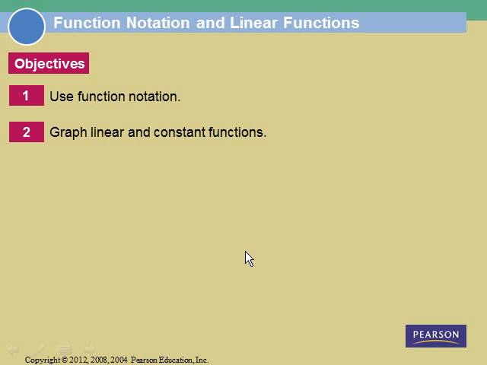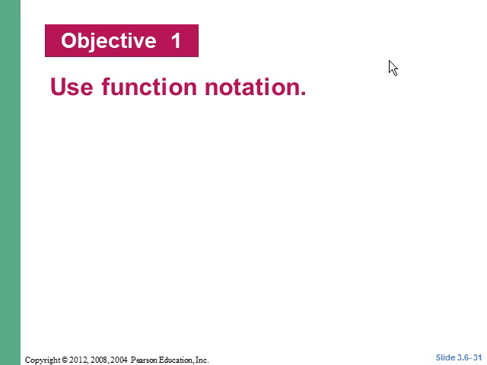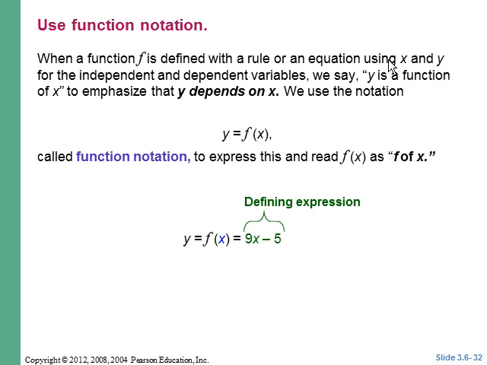Well, page 190 continues with our definitions of functions, and we're going to start talking about function notation. When a function f is defined with a rule using x and y for the independent and dependent variables, we say y is a function of x to emphasize that y depends on x. Now we often just say y is a function of x, or y equals f of x.